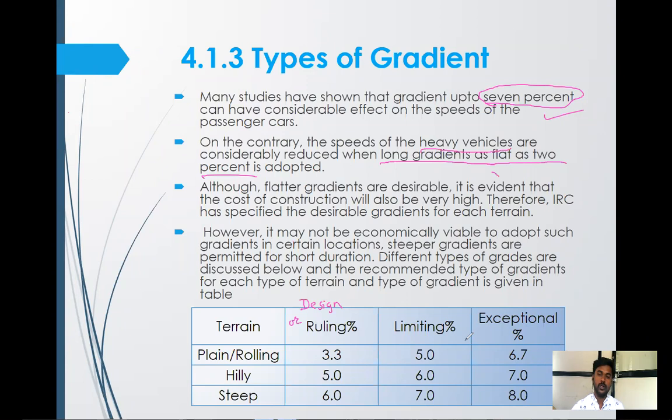In the first column, write down terrain. It may be plain or rolling, hilly and steep. And for that, ruling, limiting, and exceptional. Ruling gradient is also called the design gradient. Limiting gradient means what? Limiting means maximum. Anything we do within a limit, it is the maximum. Limiting gradient means maximum gradient.